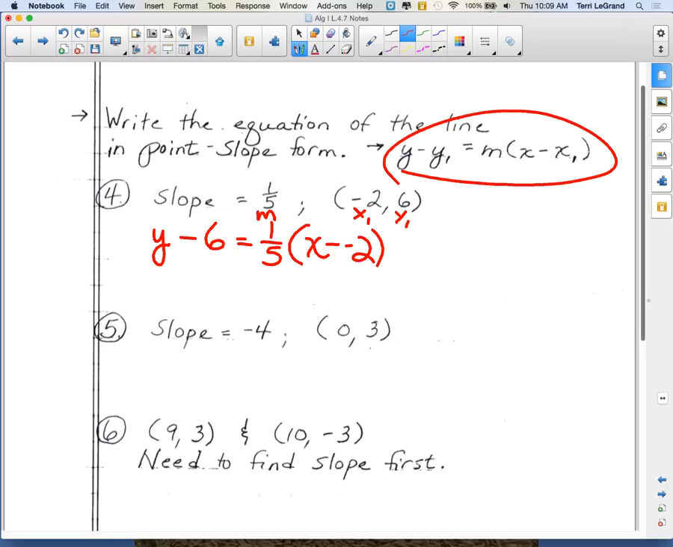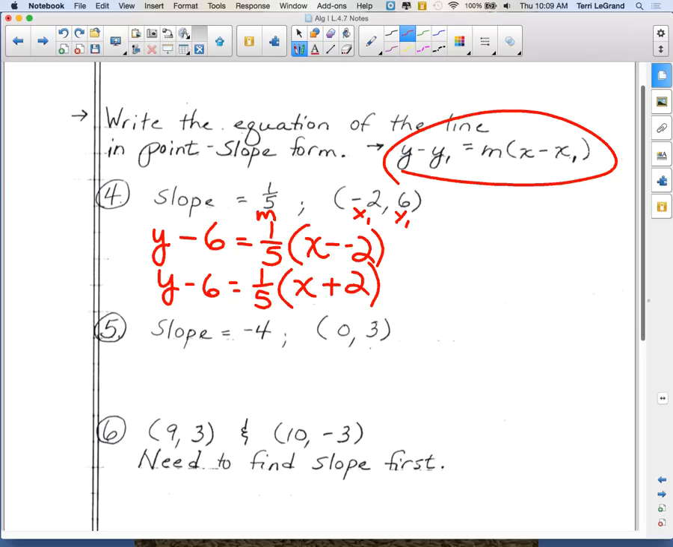This one can be cleaned up. Y subtract 6 equals 1/5 times x plus 2. That's how we would see it written in point slope form in an answer, just like on the front. They gave it to us in cleaned up form, and then we had to pull the point out of it and know that the x plus 2 actually came from a subtraction problem.